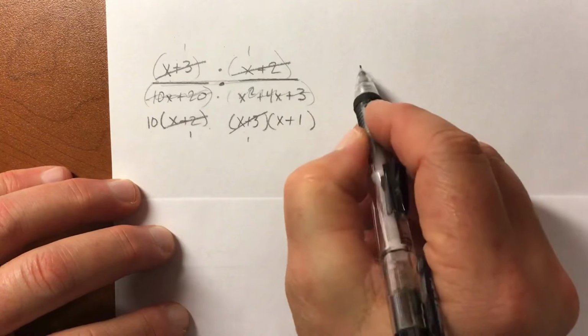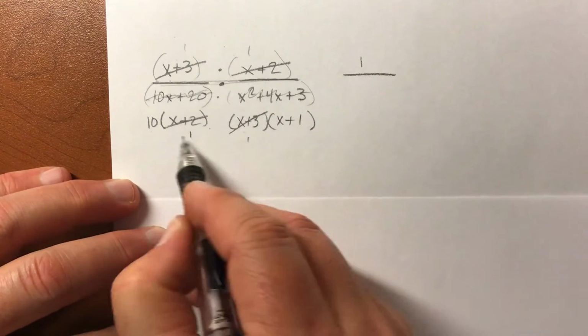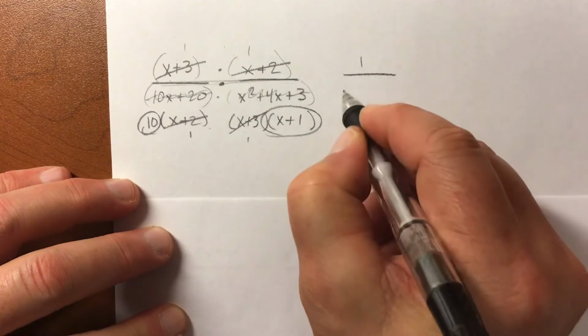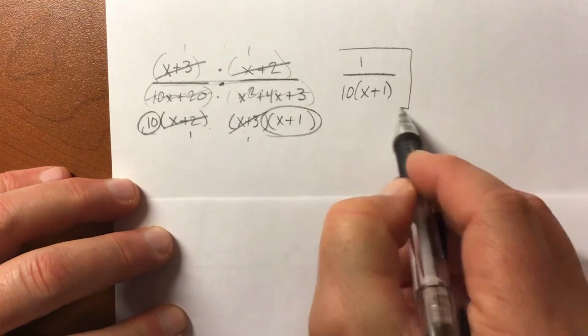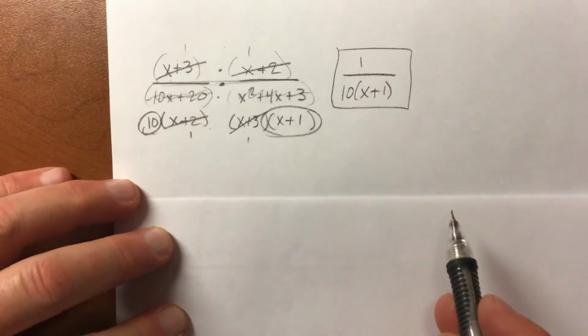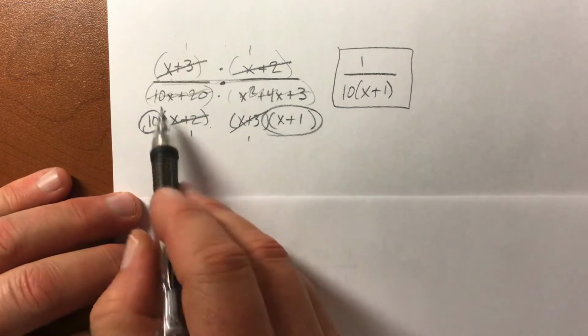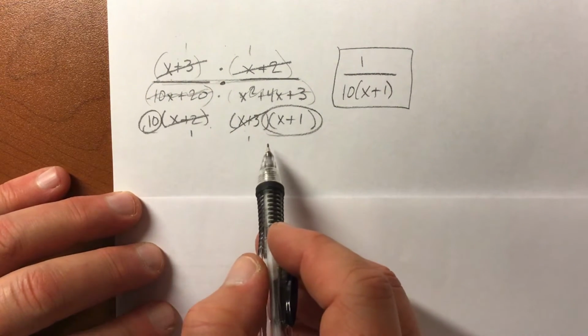So 1 times 1 is 1 over, and I have to search a little bit down here. I see a 10 on the bottom and I see an x plus 1 on the bottom. So that's what this becomes, 10 times the quantity of x plus 1. Sometimes they're going to ask us to factor, and we have to look to factor that. That means we either sometimes have a greatest common factor, or we actually do the factorization.